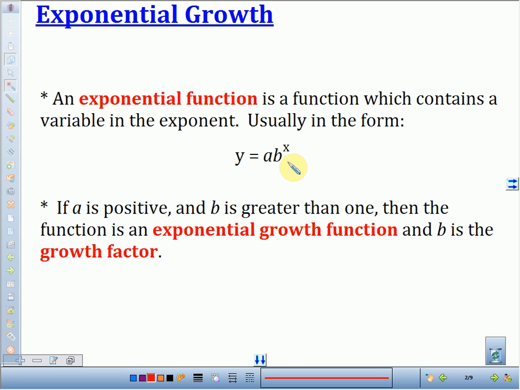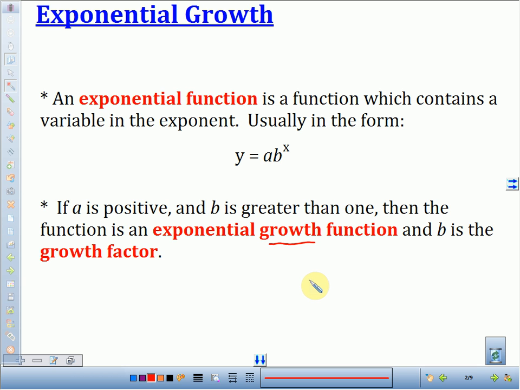Now, if a is a positive number, that is, if the number in front here that we're multiplying by is positive, and b is bigger than 1, so if b is 2 or 3 or even 1.5 or 1.25, then the function is an exponential growth function. That means that whatever the function is, it's going to be growing, getting bigger exponentially. That is, very, very quickly. Exponential is a high-tech mathematical term that means very, very quickly. That's the old joke anyway.